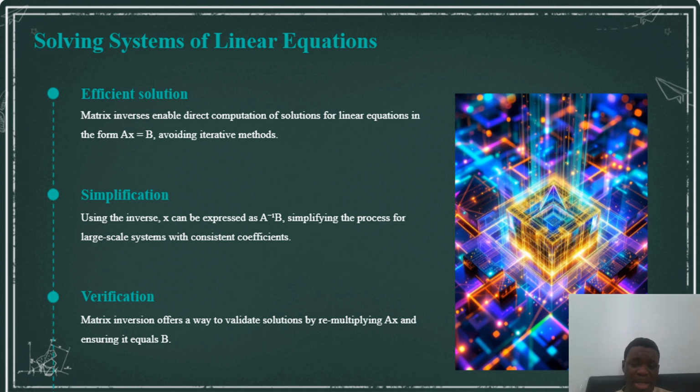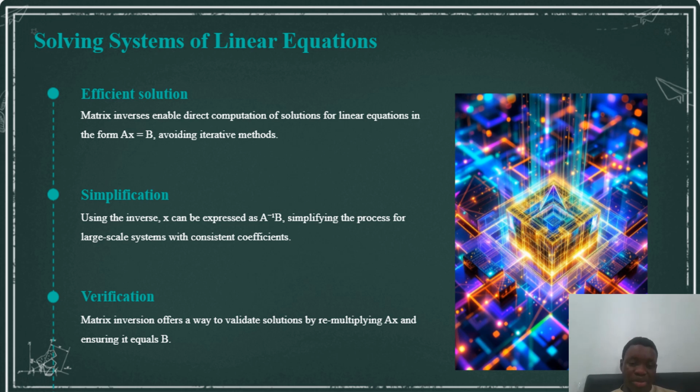Matrix inverses enable direct computation of solutions for linear equations in the form Ax equals b, avoiding iterative methods. That is the effective solution. For simplification, using the inverse, x can be expressed as A inverse b, simplifying the process for large scale systems with consistent coefficients. That is simplification.